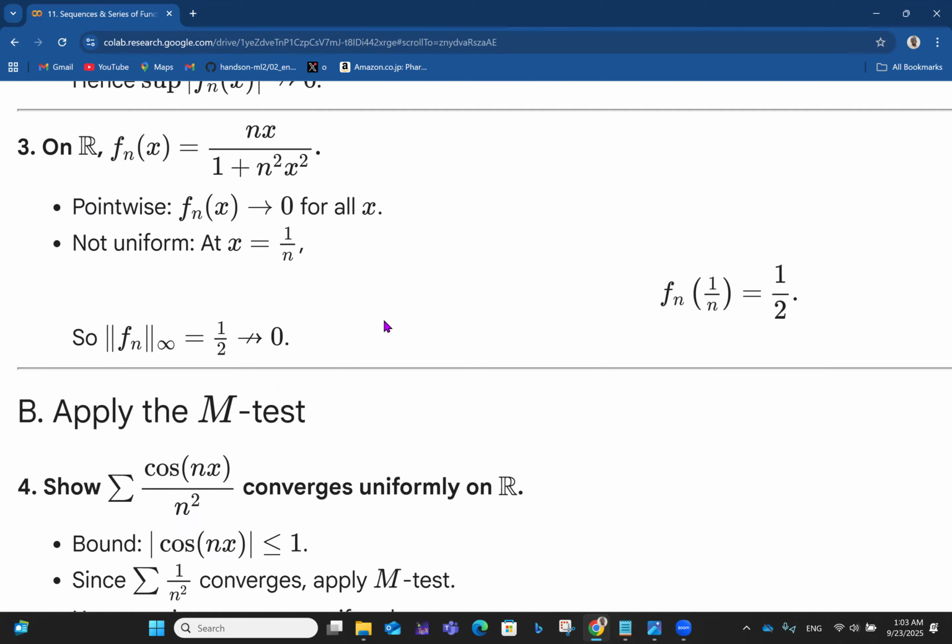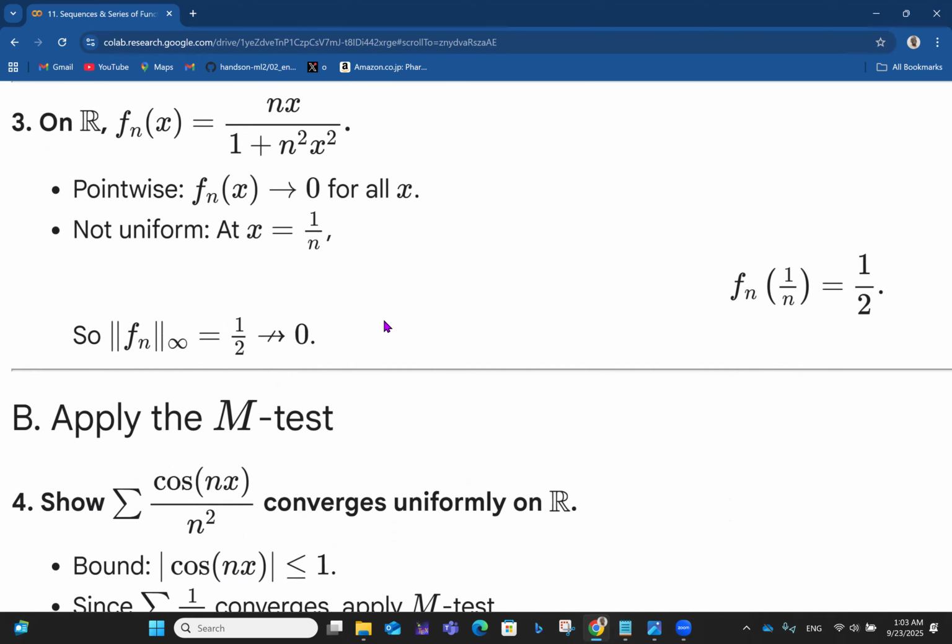The third one also goes the same way. We have every real number now, not just the closed interval 0 to 1. Fn of x is nx over 1 plus n squared x squared. Pointwise, for fixed x, as n increases, this approaches 0 for all x. So it is pointwise convergent.